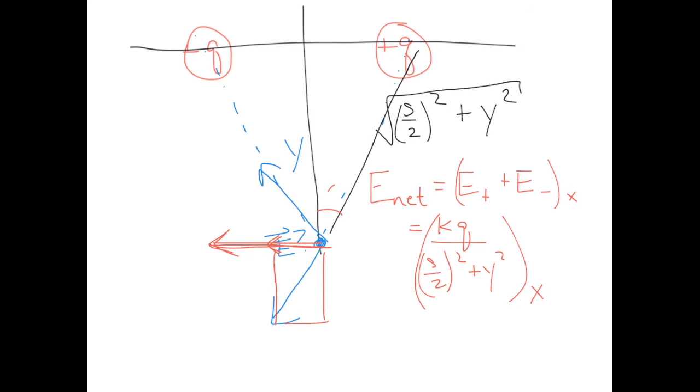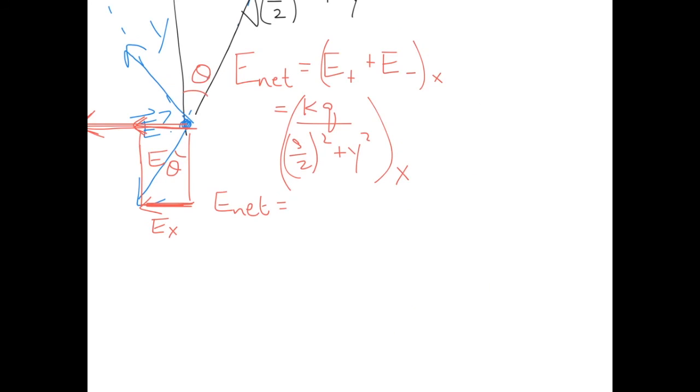So there's some angle here, theta, and that's the same angle as right here. So this x component of electric field is related to the overall magnitude of the electric field via that angle theta. Specifically, it's a sine component. So if you want to find the net electric field here, we're going to have to do kq over s over 2 squared plus y squared times the sine of theta.